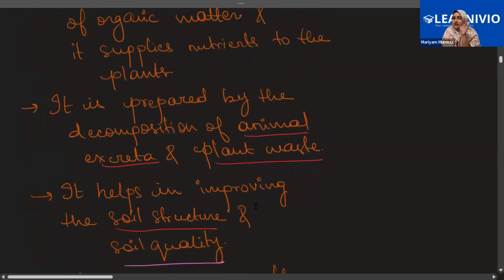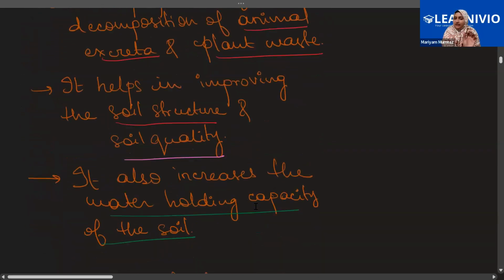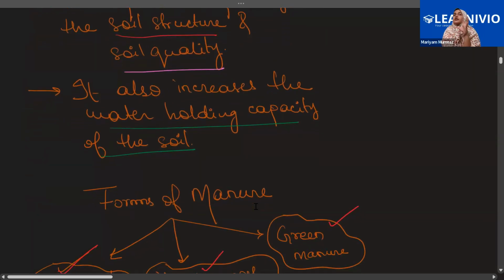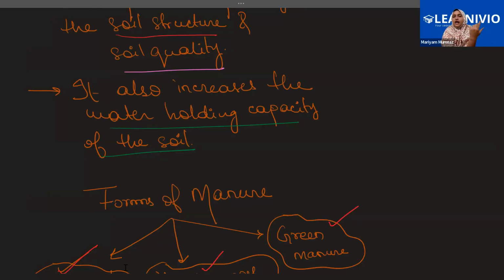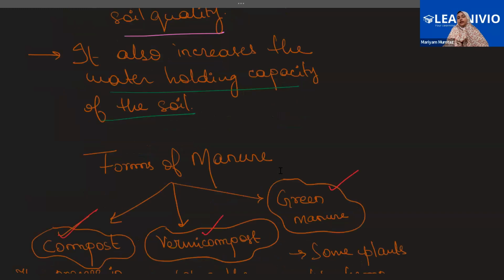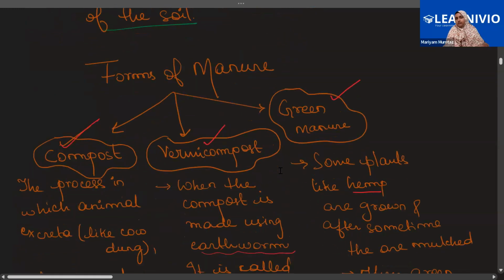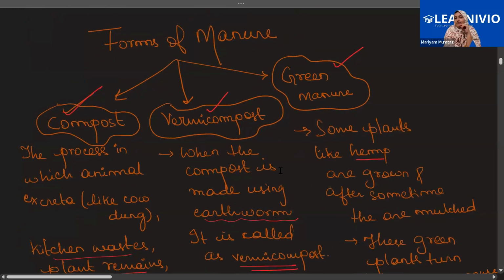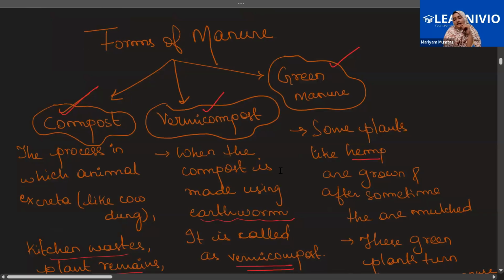And how is it prepared? It is prepared by the decomposition process. And lastly, it offers a lot of nutrients to the plants. It improves the soil structure, soil quality, and it increases the water holding capacity. Now, the manure is of three types, or it has three forms.